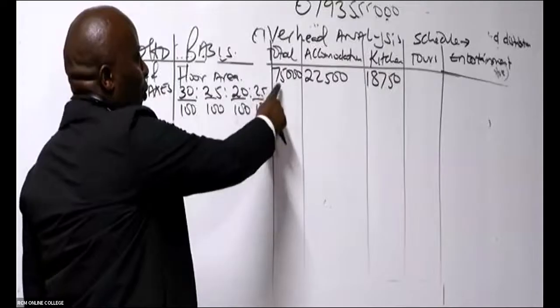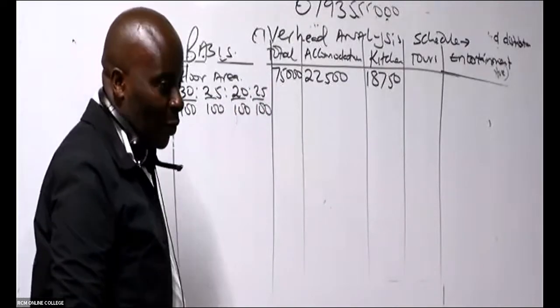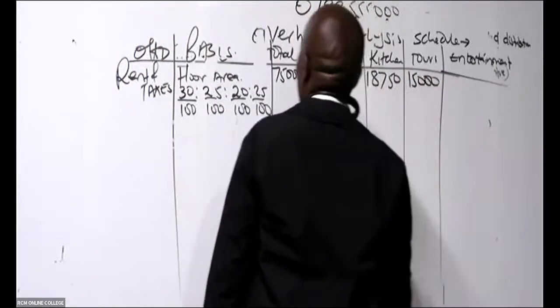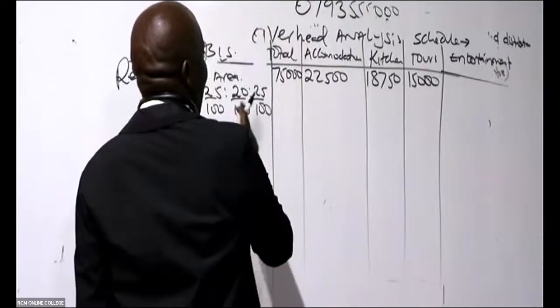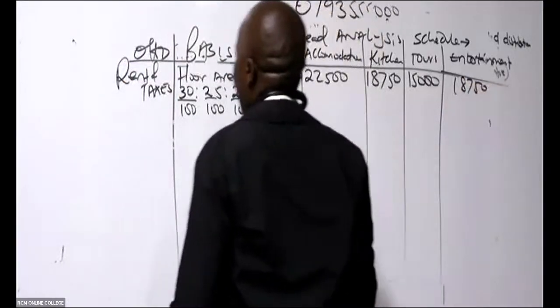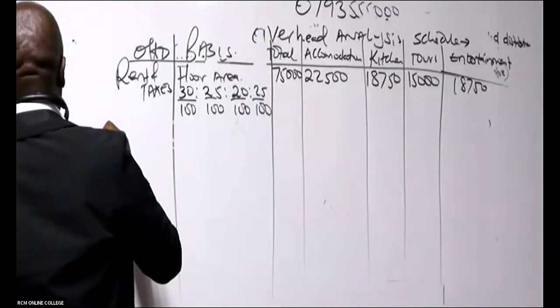20 over 100, we are apportioning the 75,000. 15,000. How about 25? Yeah. 18,750. Then we take the next overhead item, which is called general lighting.